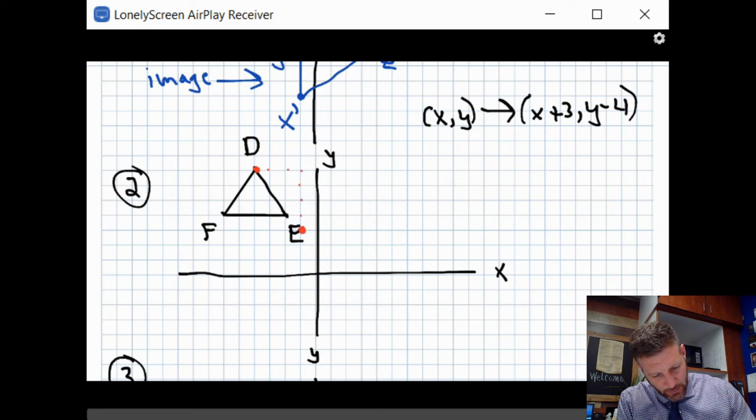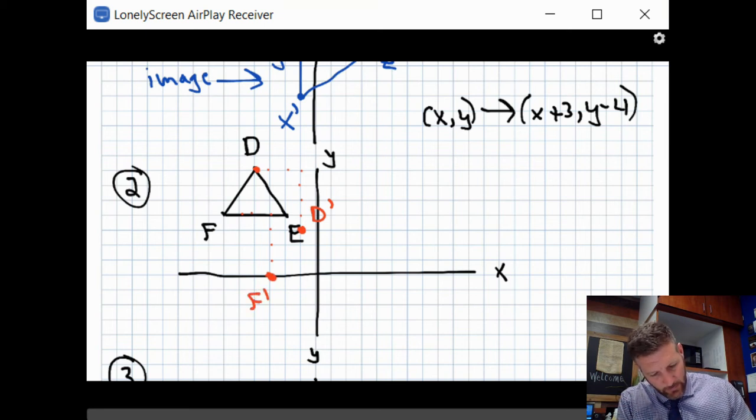So this is now the new home of D. All right, and then we can do the same thing with F. 1, 2, 3. We're adding 3, so we're going 3 to the right, and we're subtracting 4, so we're going 1, 2, 3, 4. So we're going down 4.